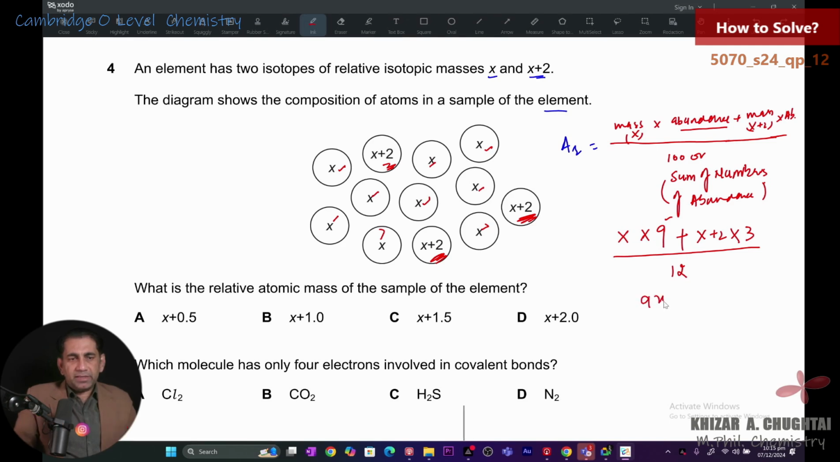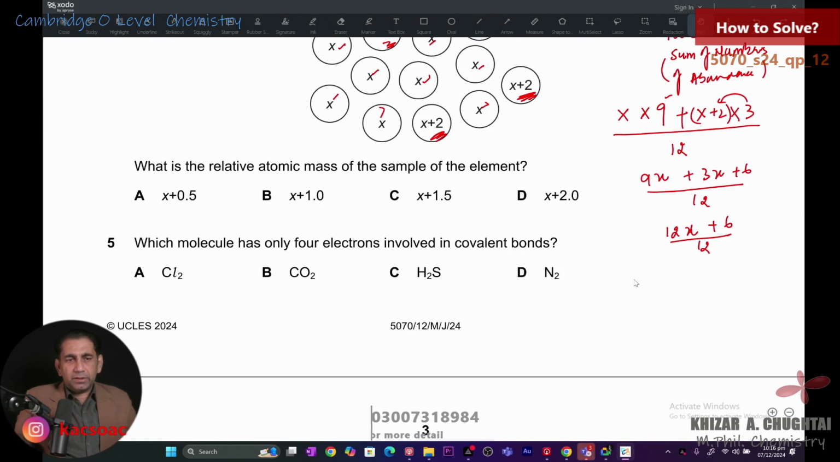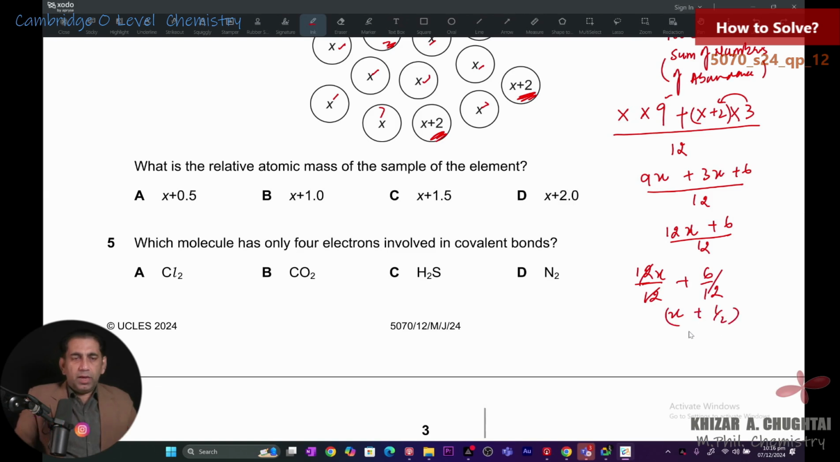So it will be 9x plus, if I multiply 3 with X plus 2, it is 3x plus 6, divided by 12. Overall, the answer is 12x, 9 plus 3, plus 6 over 12. I can write this expression like that: 12x over 12 plus 6 over 12. So that is equal to x plus 1 by 2, x plus 0.5. So the overall answer of AR is x plus 1 by 2, and A is the correct option.